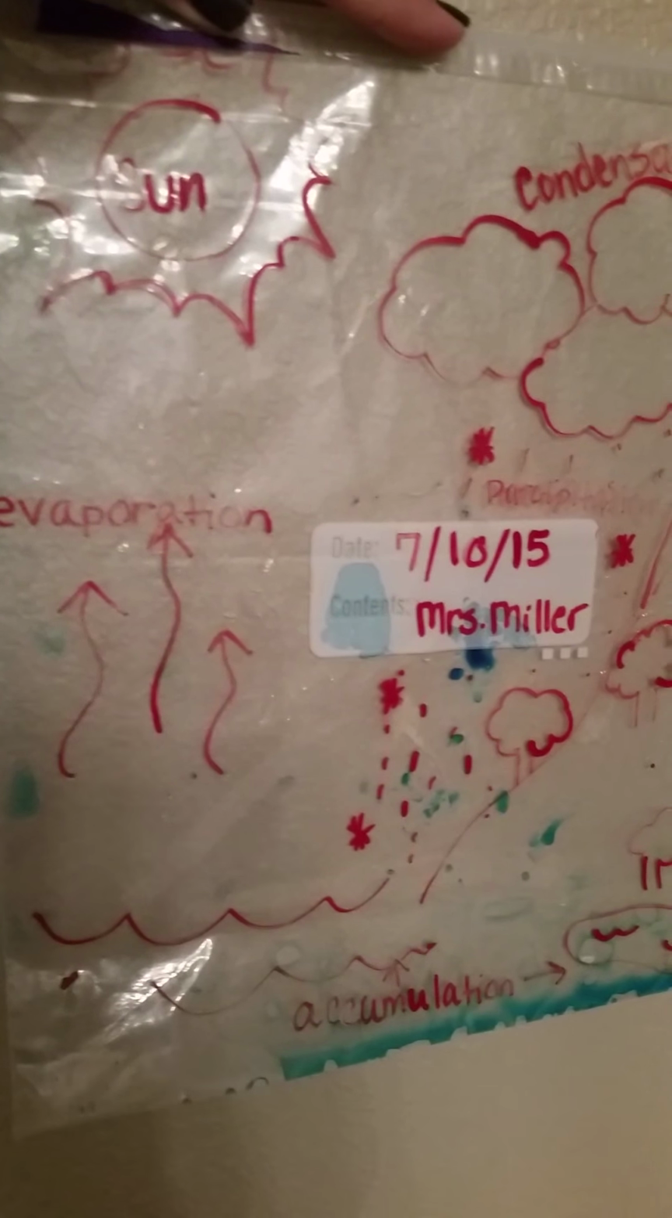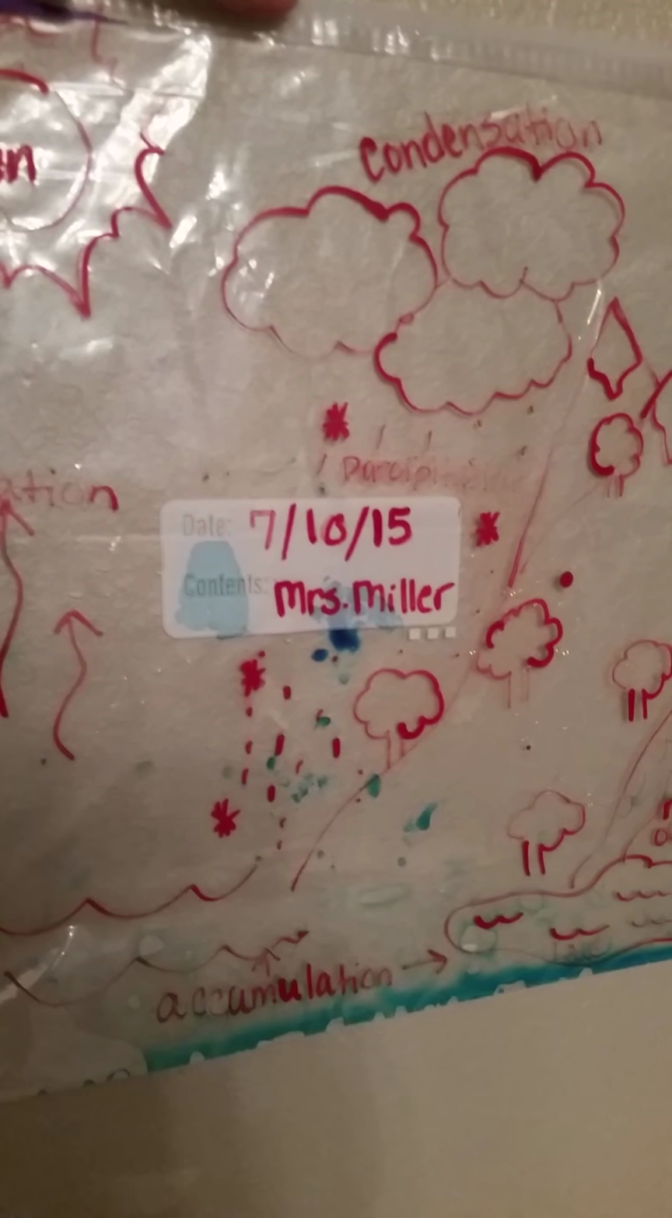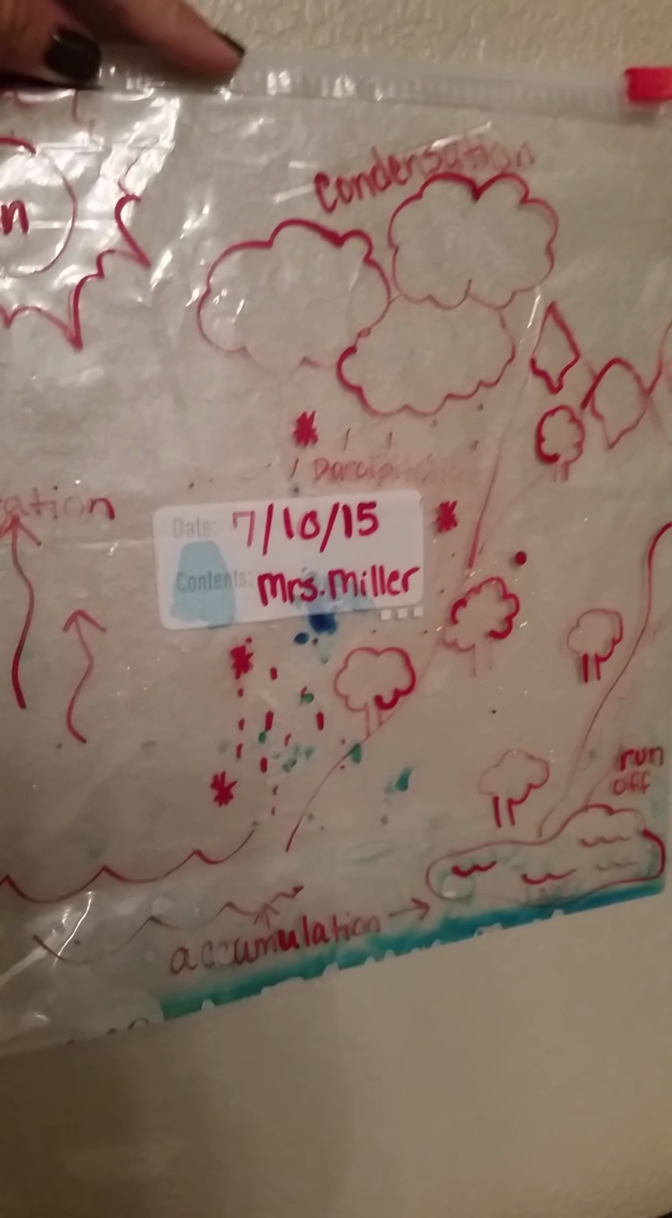I put about a quarter cup of water mixed in with some blue dye, and you can see that whenever it was taped to the window, it was drawn up by the sun through evaporation, and it did go over to condensation and then proceeded to precipitation, where it did fall back down again. This is a great experiment in Science Station for my 3rd grade team.